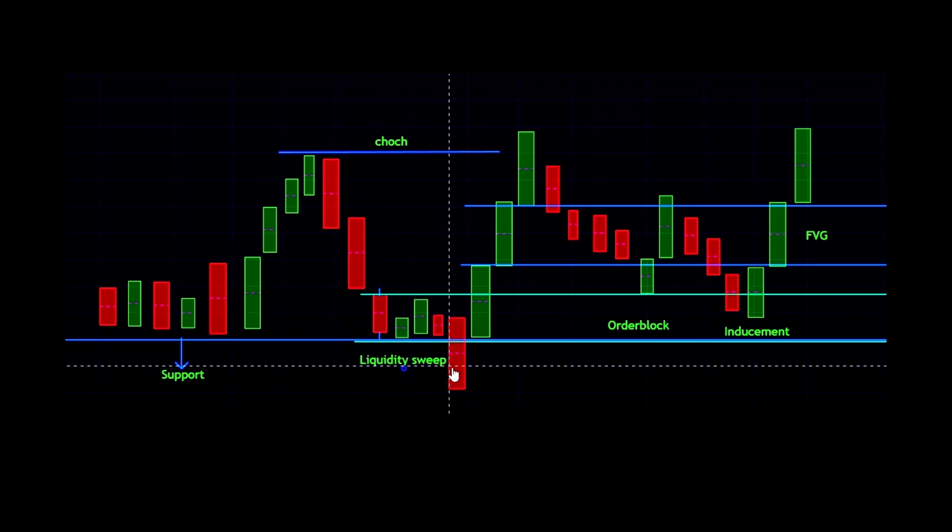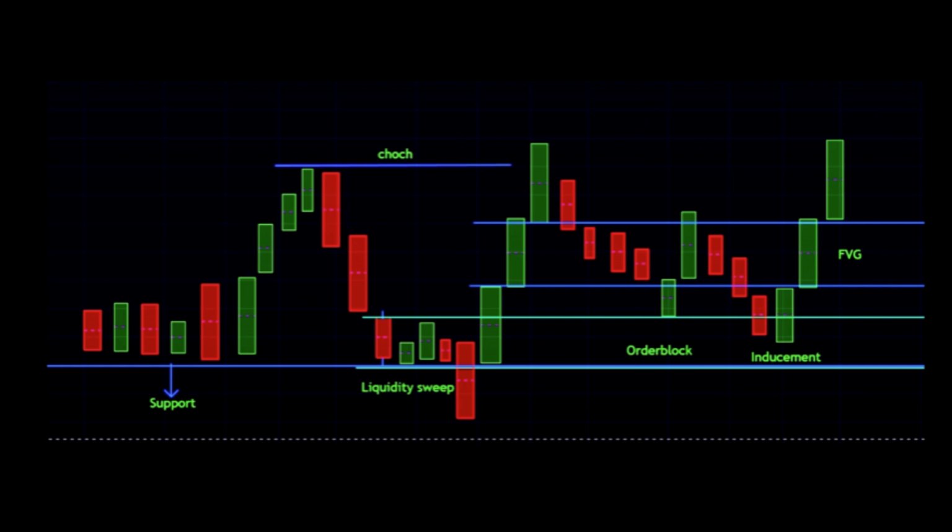If you start waiting for liquidity to be taken, structure to shift, and price to return to key areas, your trading changes completely. Rewatch this video, slow the charts down, and start spotting these concepts one by one.